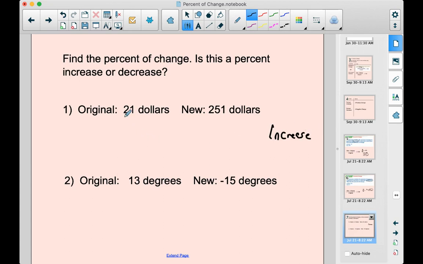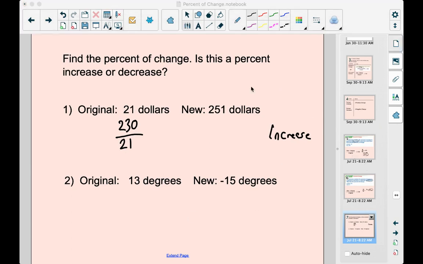Find out how much it increased. I figure out the change. So from 21 to 251, if you subtract that, that went up by 230. Okay, and I divide that by the original amount. The original amount is 21. All right, this is not going to be a super easy number, which is why we have calculators. We could divide this if we want to, but let's use our calculator.